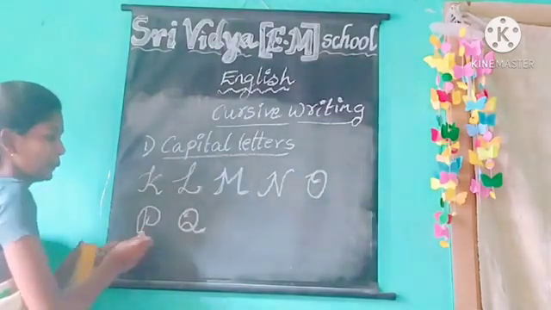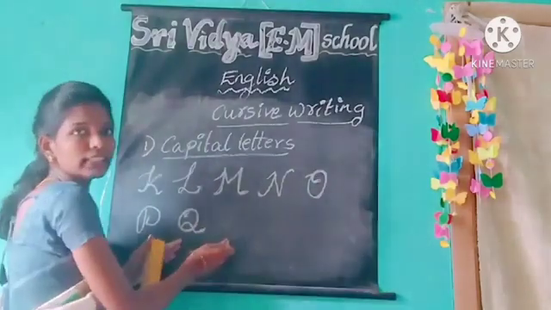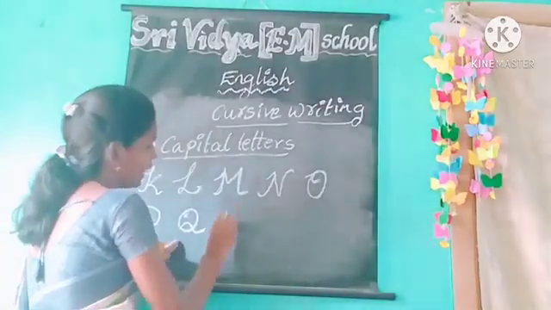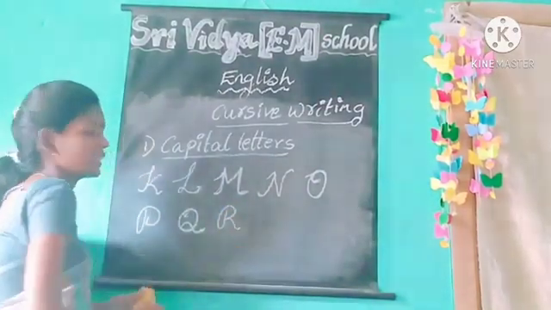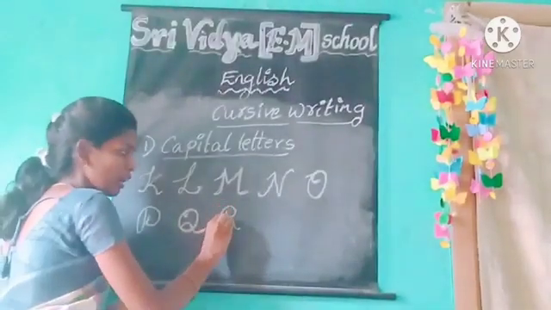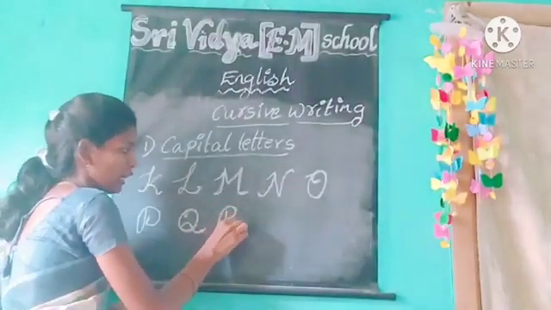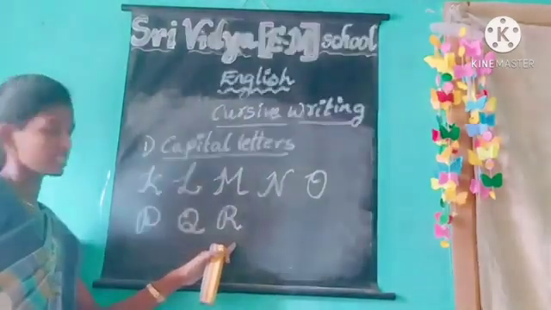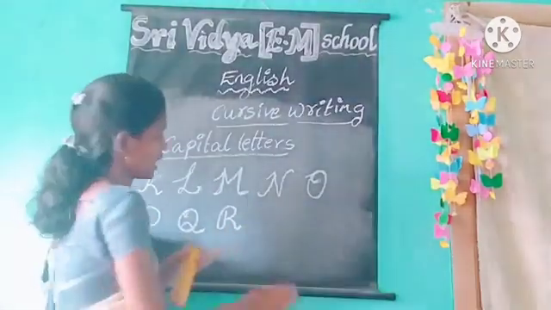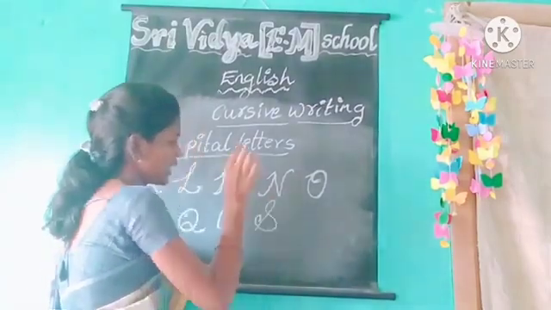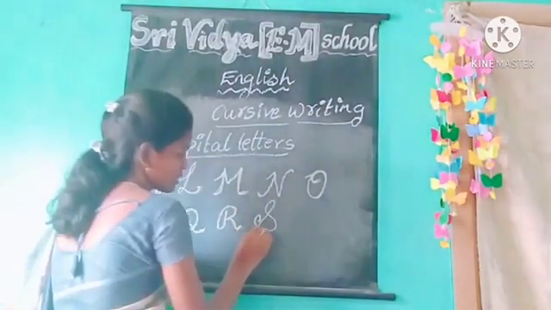Okay. P, Q. After Q, what is the next letter? R. The next letter is R. You know how to write the R? Yes or no? R should be written like this. P, Q, R. What is the next letter? Yes.